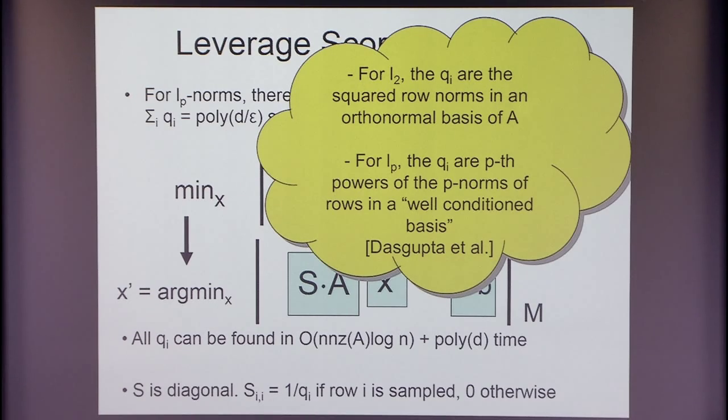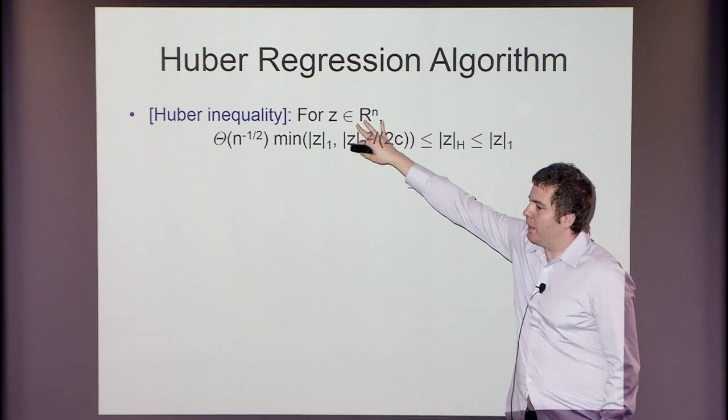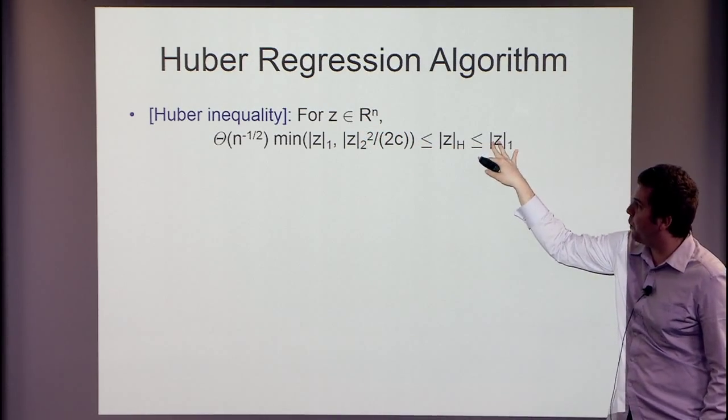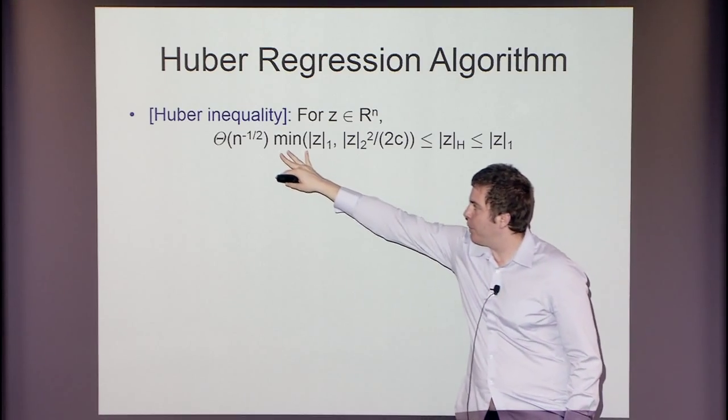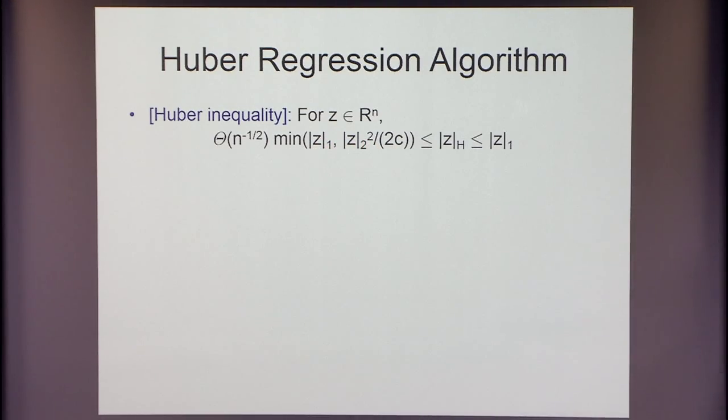And so how are we going to solve the Huber regression problem? So we can first show an inequality that for any vector z in R^n, its Huber norm is sandwiched between its 1 norm and 1 over root n times the minimum of its 1 norm and its squared 2 norm. Okay, this is just by a case analysis.